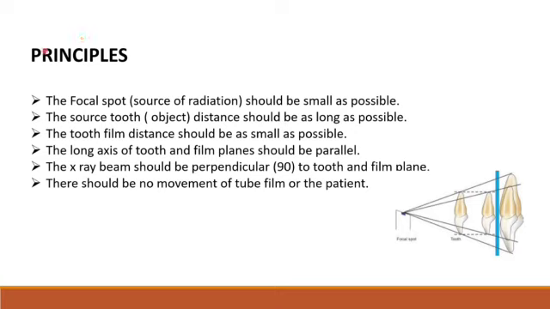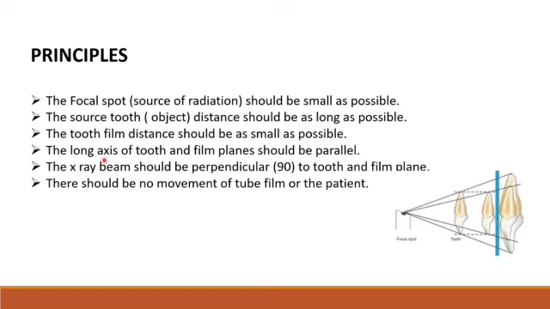So let us see the principles of projection geometry. The first is focal spot size should be as small as possible. So here is the focal spot, it should be as small as possible, and the source and the tooth distance should be as long as possible. So that is the reason we say that long cone technique is better when compared to a short cone technique. Next, the tooth film distance should be as small as possible. So the film has to be kept as close as possible to the teeth.